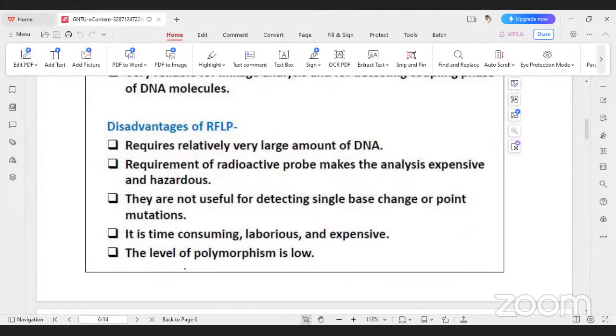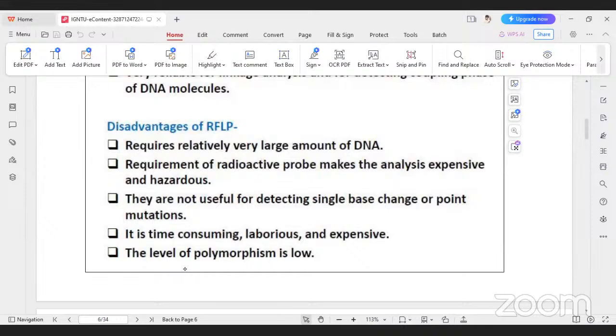But to take the fragment, first of all, you separated the large amount of DNA. That is the disadvantage. Requirement of radioactive probe makes the analysis expensive and hazardous. This radioactive is very expensive and it is harmful to us also. And they are not useful for detecting single base change, point mutation.